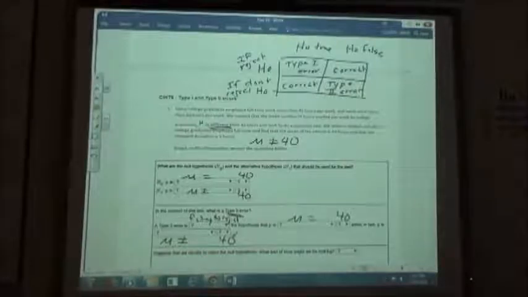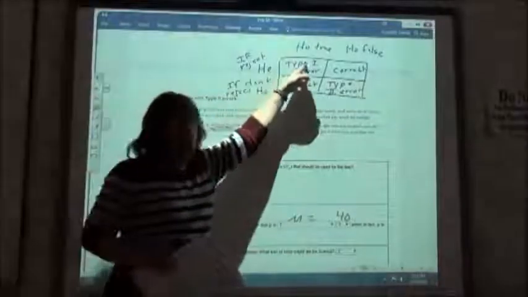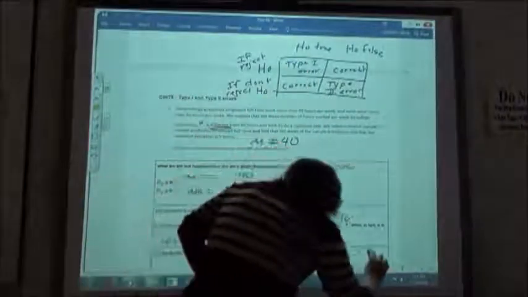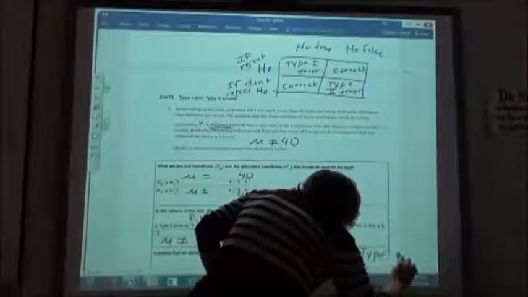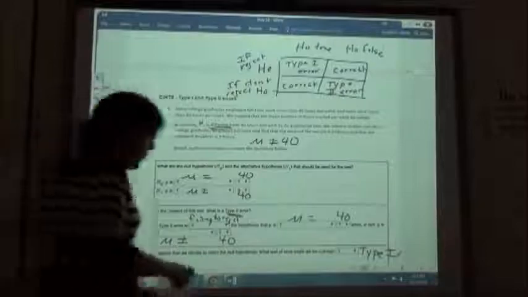Now, suppose we decided to reject the null hypothesis. If we rejected the null hypothesis, then we would be making a type 1 error. So if we reject the null, then it's a type 1. If we don't reject the null, it's a type 2. And that's basically what we're picking out from our table.